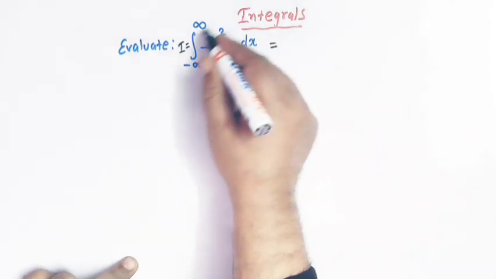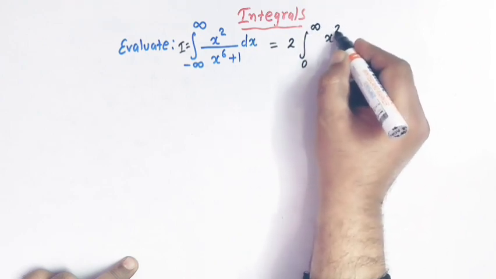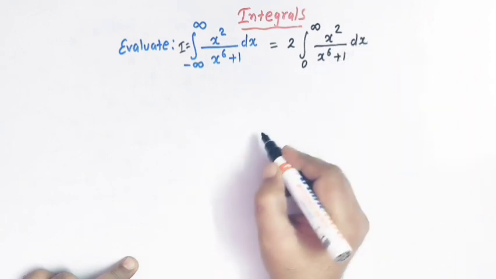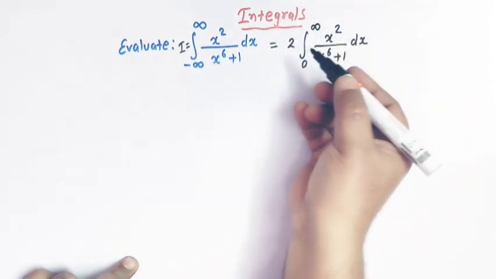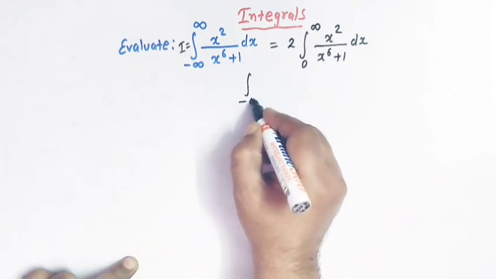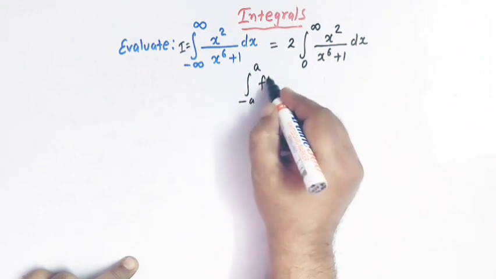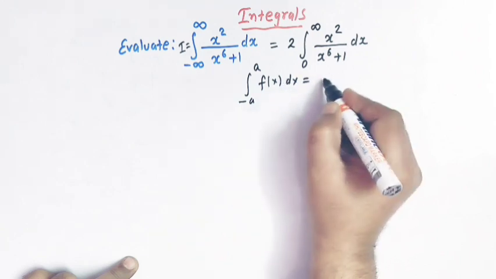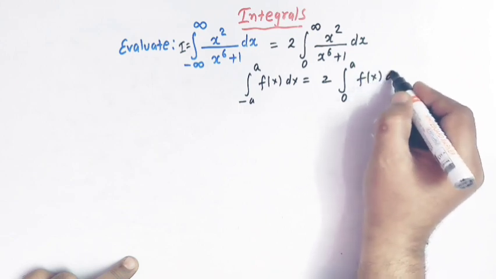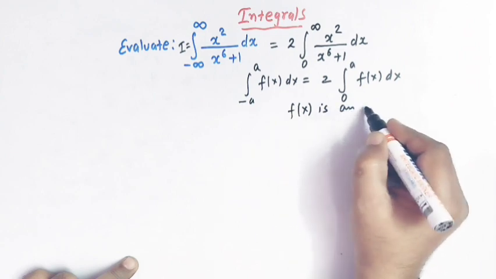So we can write this integral as 2 times the integral from 0 to infinity of x squared divided by x raised to 6 plus 1 dx, right? Because here we have applied an important property of definite integrals, which says that if we have an integral from minus a to a of f of x dx, then this can be written as 2 times the integral from 0 to a of f of x dx, provided f(x) is an even function, right?